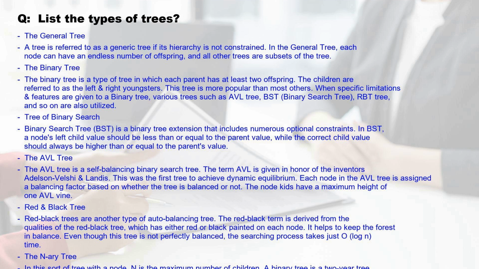The n-ary tree. In this sort of tree, n is the maximum number of children a node can have. A binary tree is a two-ary tree, since each binary tree node has no more than 2 offspring. A full n-ary tree is one in which the children of each node are either 0 or n.